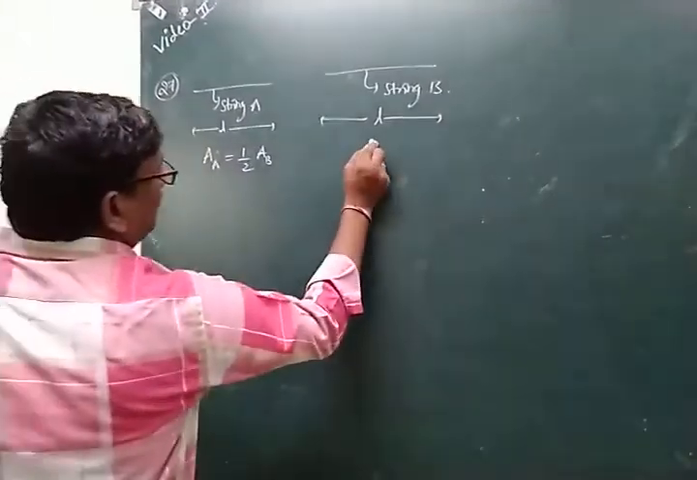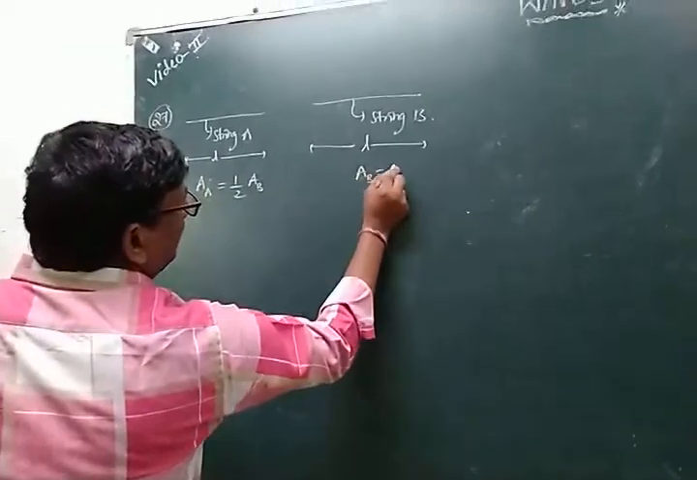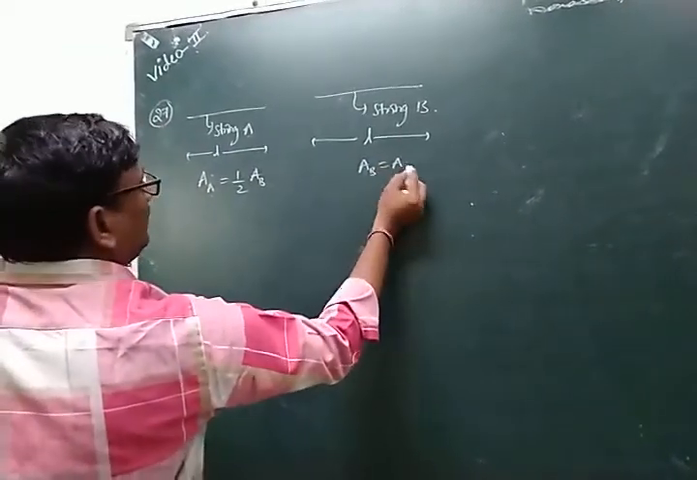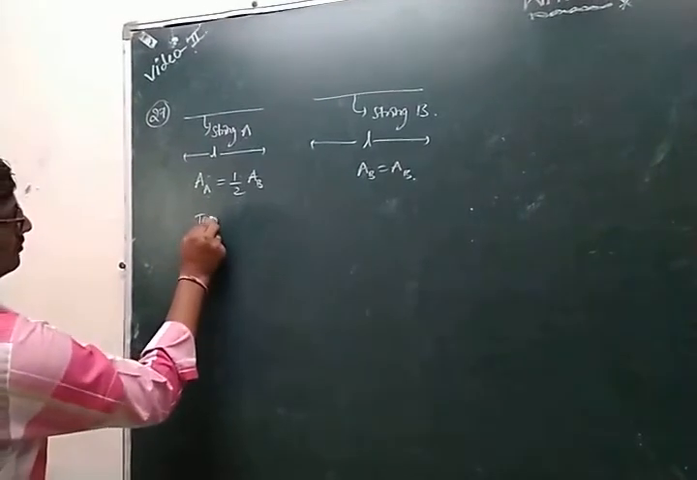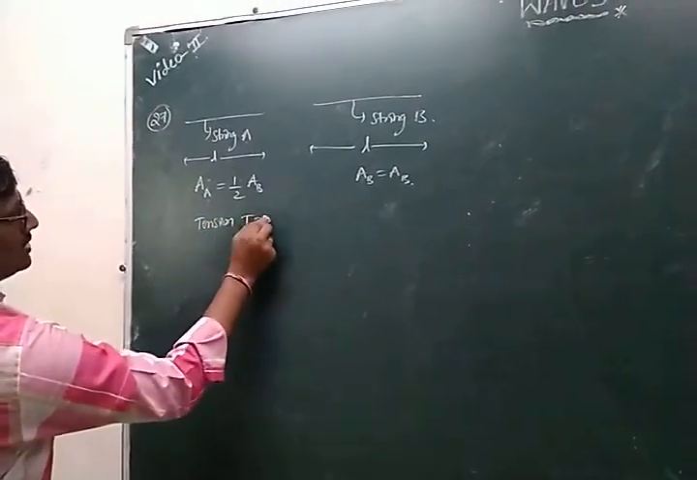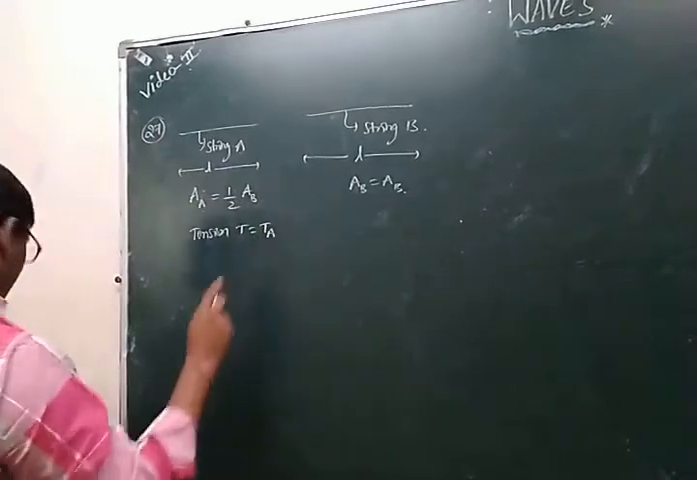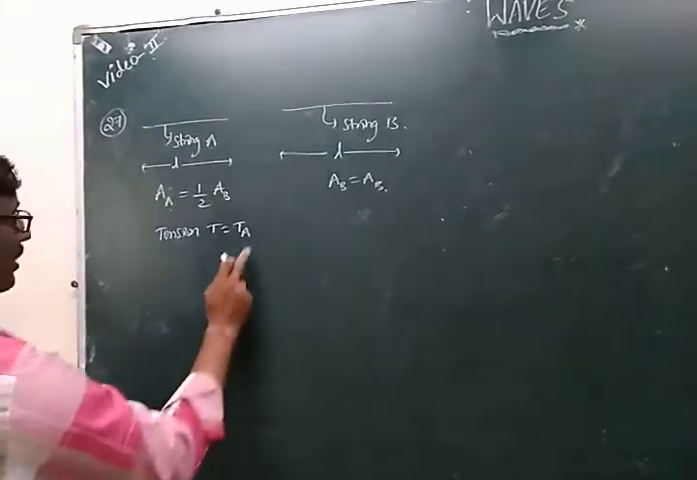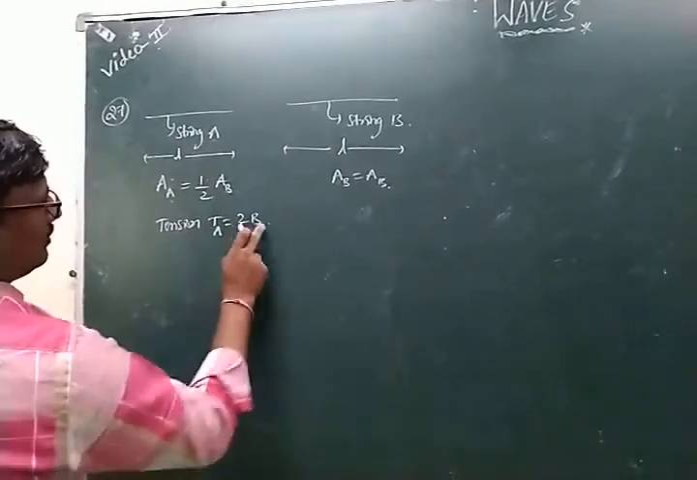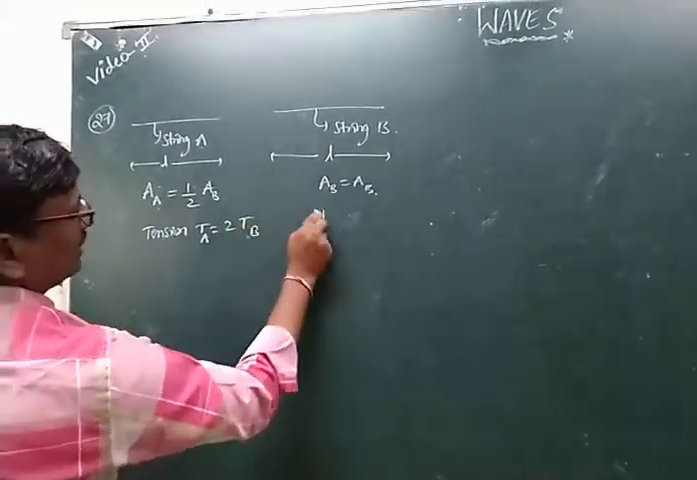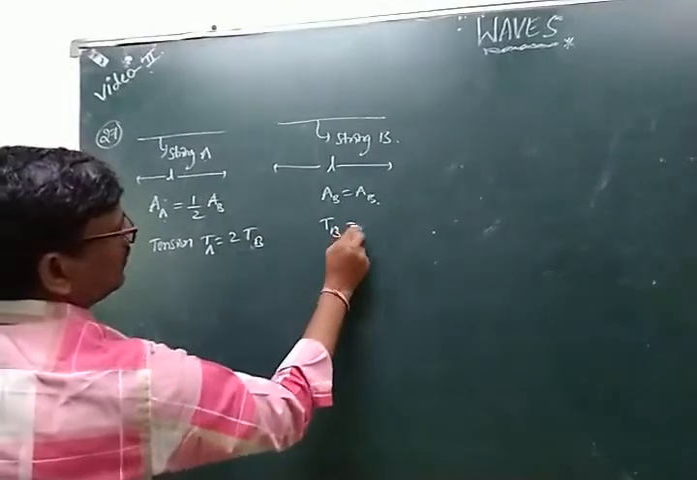Consider the lengths of A and B to be the same. But here the tension TA is double that of B, so TA is equal to 2 TB.